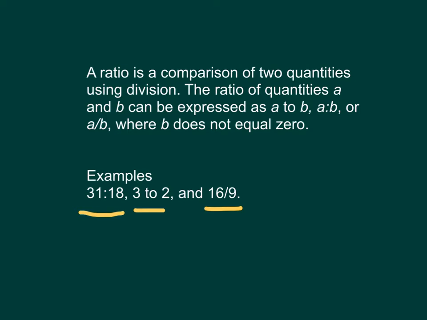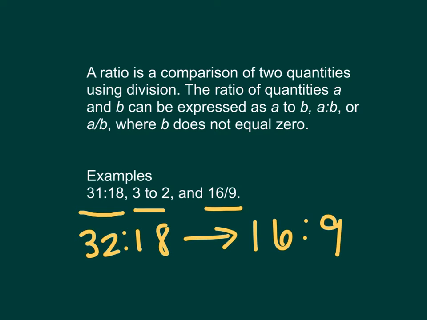Now it is important to note that we do simplify ratios whenever we can. So for example, if this first one had said 32 to 18 instead of 31, we would have reduced that to 16 to 9 by dividing both of those by 2. So it is good to notice that we try to reduce those ratios whenever we can. Alright, so that's our review of ratios. Let's jump over to proportion.